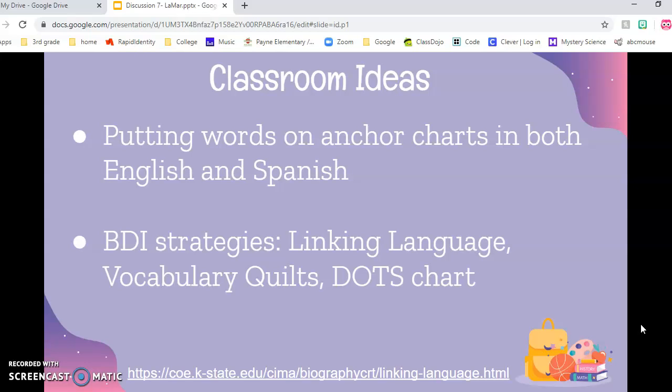Some of the strategies that we use in our district are called BDI strategies. Linking language. This is huge for my kiddos. We take a picture and we put it in the middle of a poster board. So I usually have about 5 vocab words. There are other pictures on there. The vocab word is not on there, so they do not know what vocab word goes with what picture.